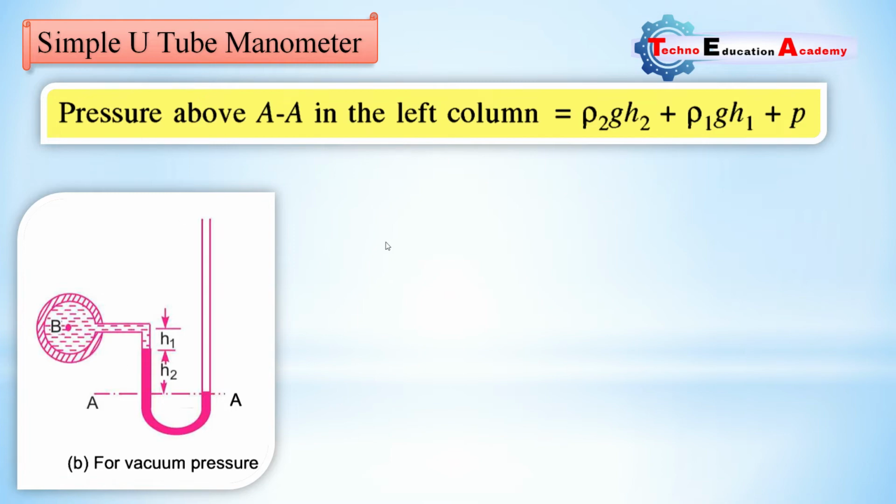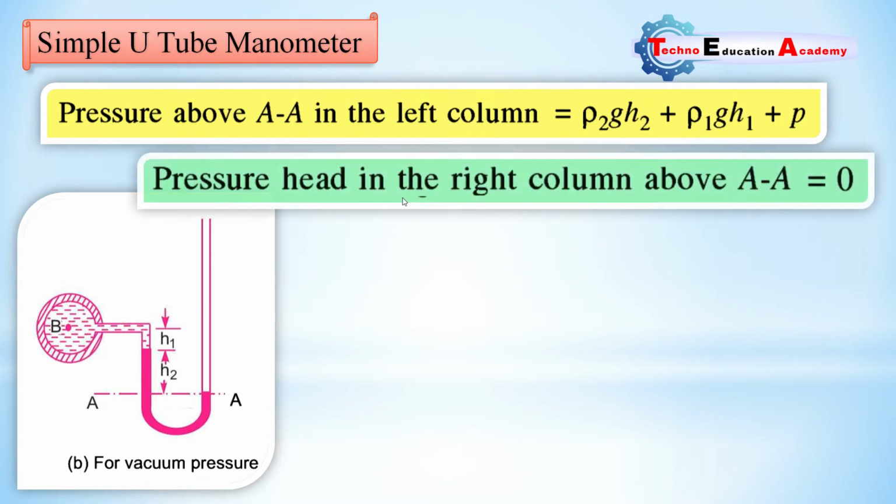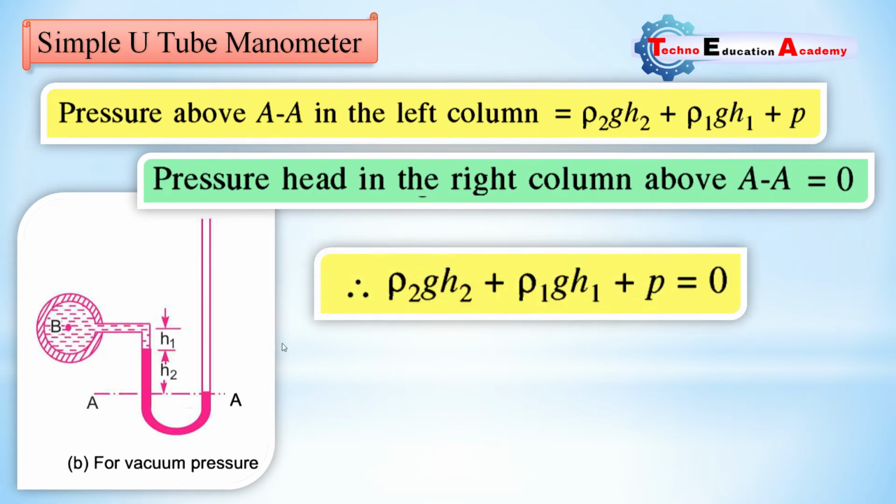So this is the pressure in the left hand side column. Due to the suction, due to the negative pressure in a pipeline B, because here we are considering the vacuum pressure, here it will suck the fluid. So there is no any fluid above the datum line. Here we are considering the datum line is AA. So on right hand side, the pressure head in the right column above AA equal to 0.